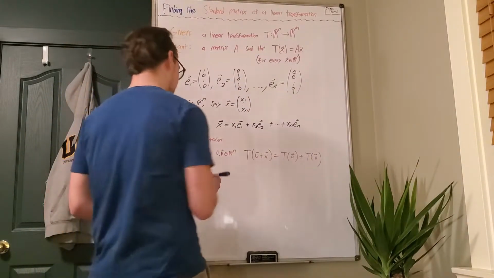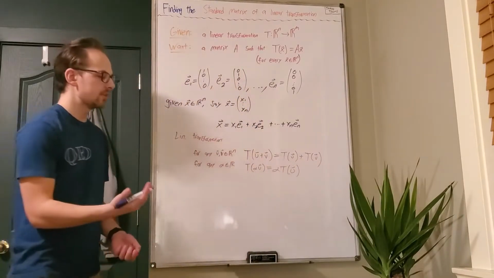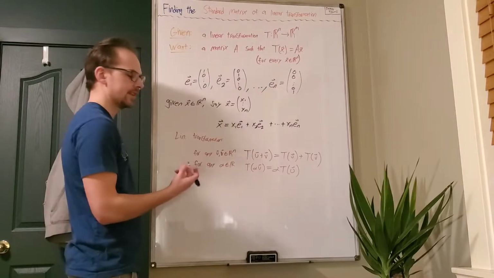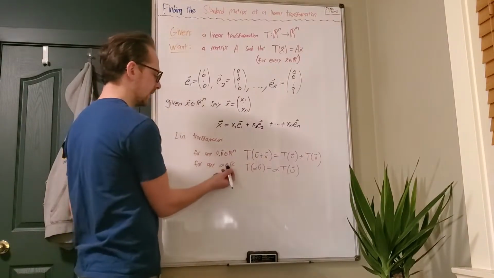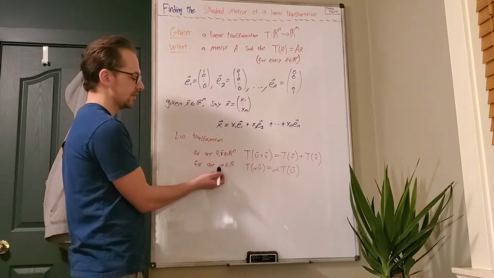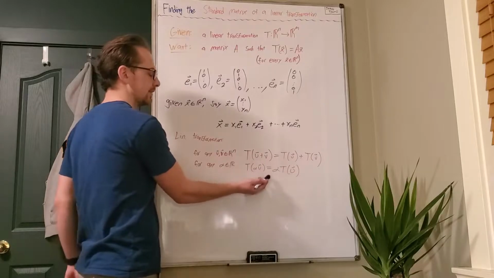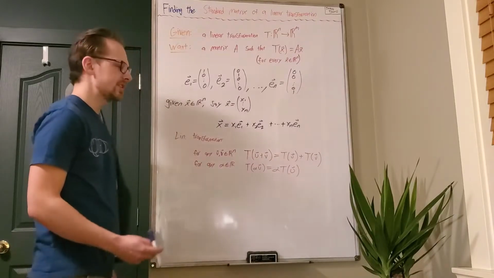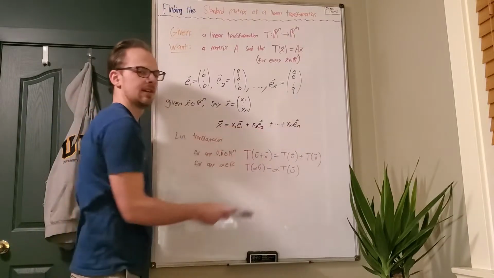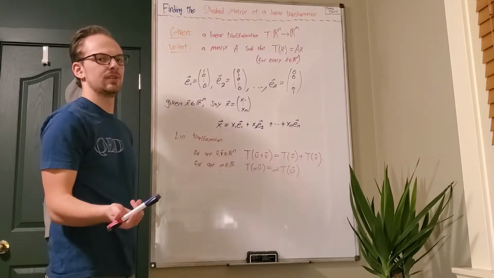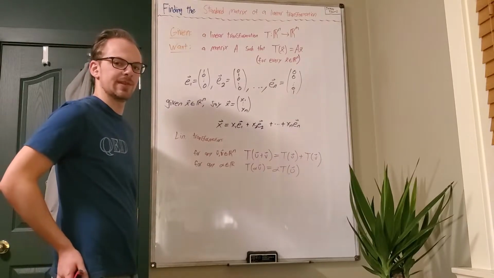The second property of linear transformations is that they distribute over scalar multiplication. Or in other words, for any scalar alpha in the real numbers, we have T of alpha times u is equal to alpha times T of u. These two properties together with the fact that we can write x like this is going to allow us to derive our general method for finding the matrix of a linear transformation.